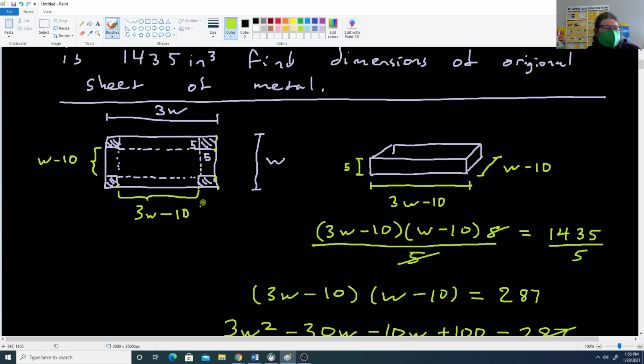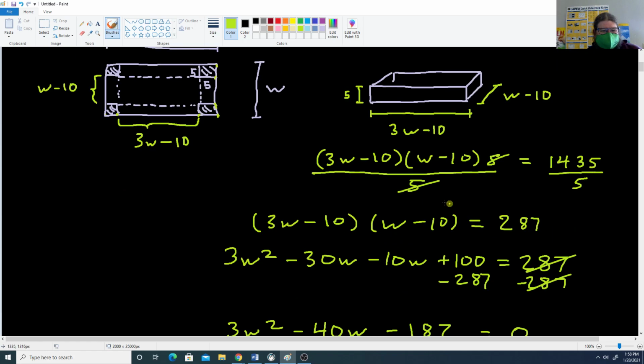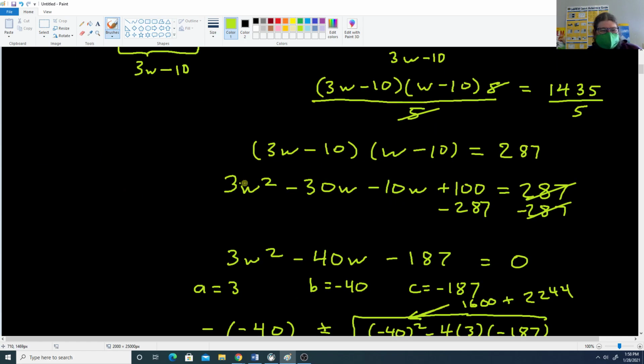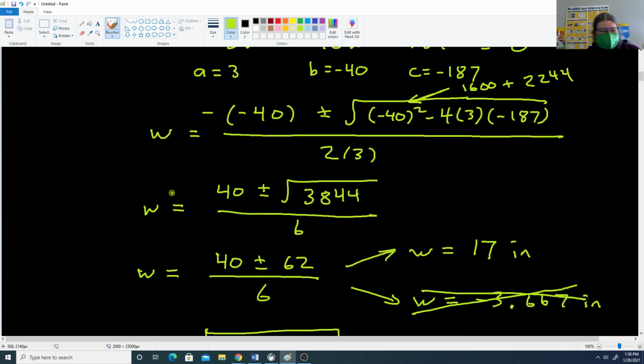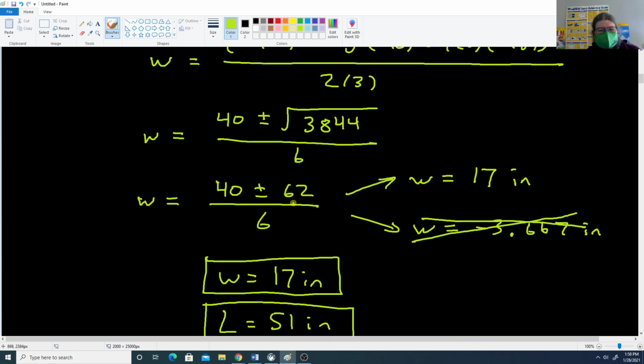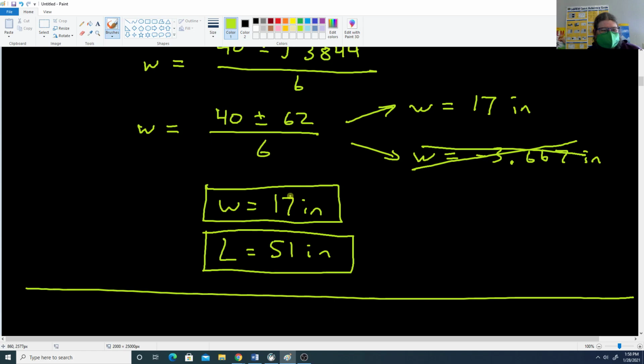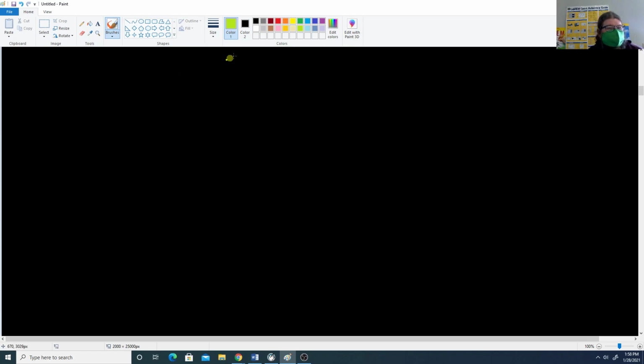Just drew the picture, generated the equation, did length times width times height equal the volume they gave us, generated an equation. We were able to solve it down to here, used the quadratic formula to figure out which widths they were, threw away the one that didn't make sense because it was negative, kept the positive, then found the length and width, 17 inches and 51 inches of the overall shape.